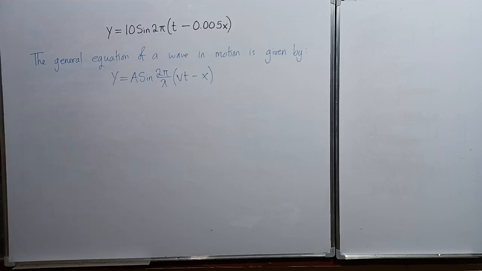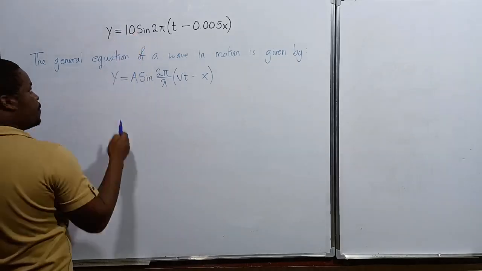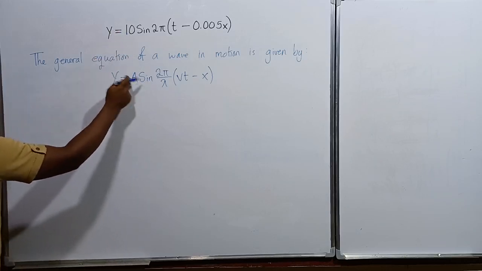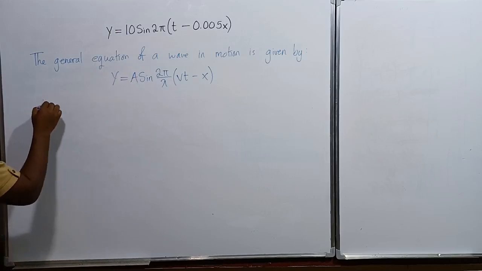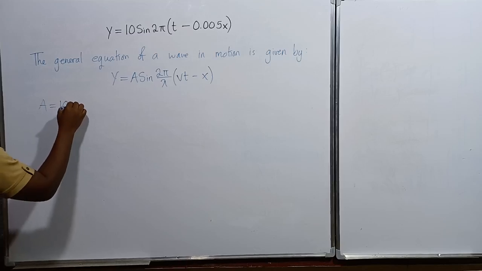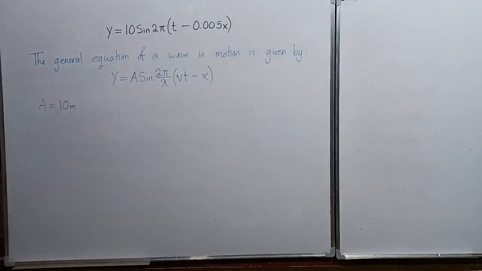So our job is just to compare what we have in the two equations. What we've been given is this one, so we just compare. Amplitude: before the sine we have 10, here we have a, so the amplitude in this case is simply 10 centimeters. We're done. Now, how about the wavelength?